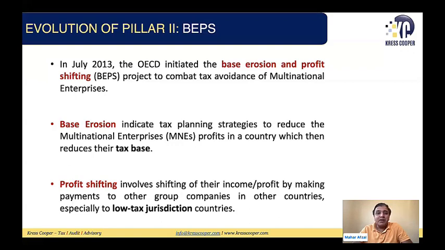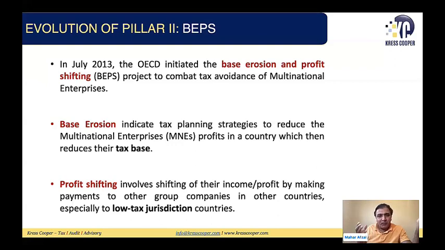Base erosion refers to planning strategies that reduce the multinational enterprise's profit in one country with a higher tax rate, basically reducing the tax base. In whichever jurisdiction they have the lower tax rate, they increase the base there, and wherever the tax is high, they reduce the tax base.